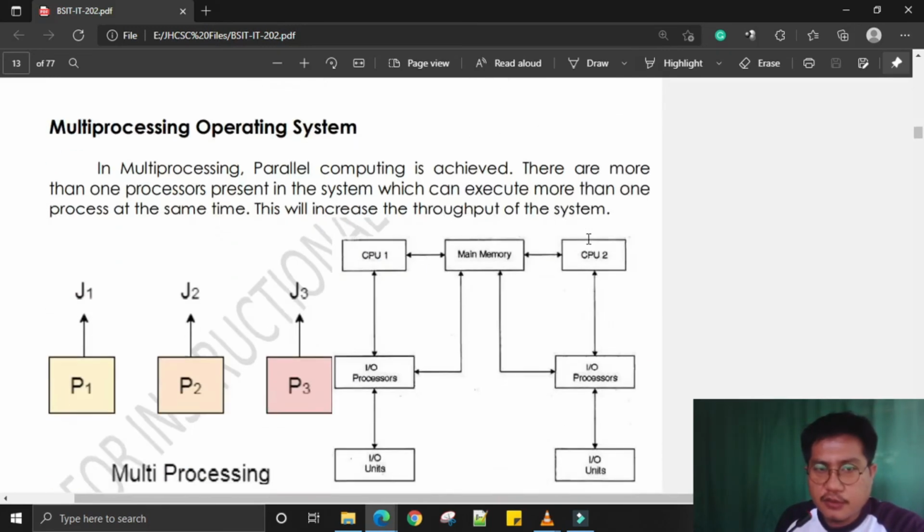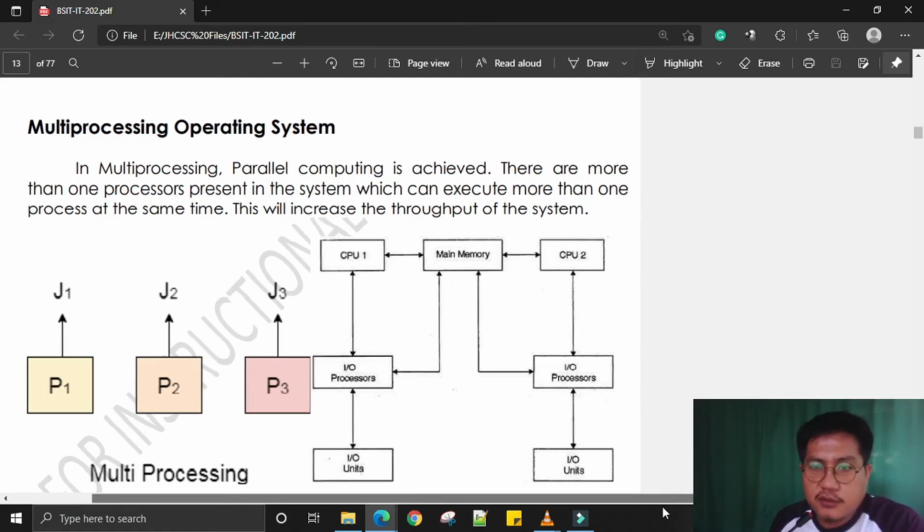And then comes the multiprocessing operating system. It has implemented parallel computing. There is more than one processor present in the system which can execute more than one process at the same time. So this will increase the throughput of the system.